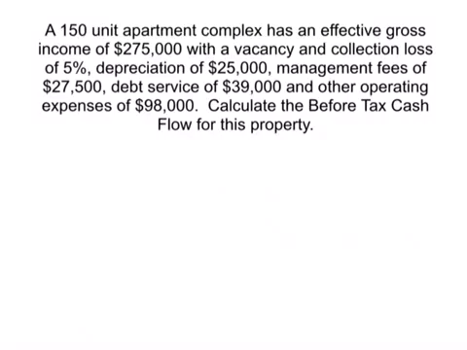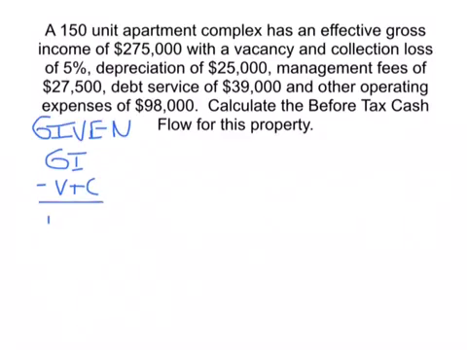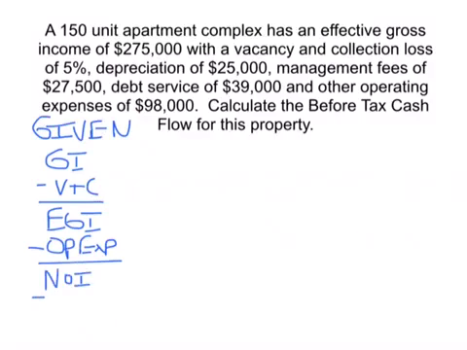From here, first we have to remember given, from the previous slide. Gross income minus vacancy and collection is effective gross income, minus operating expenses. Again, no debt service, no depreciation, no capital improvements gives us net operating income. Back out debt service, and that gives us our before tax cash flow.